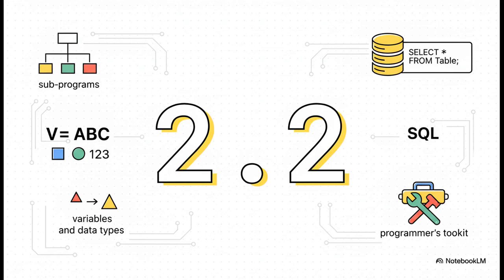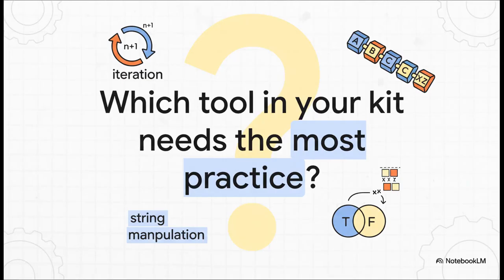And that's a wrap. That was a whirlwind tour of your entire programmer's toolkit, covering all those fundamental techniques from Section 2.2 of the spec, from variables and data types all the way up to subprograms and SQL. So, the final and most important question is for you. Be honest with yourself. Looking back at all these tools we've just unboxed, which one feels a bit rusty?